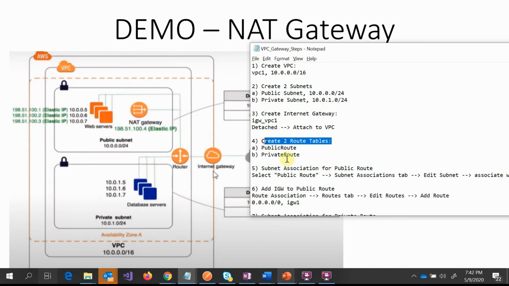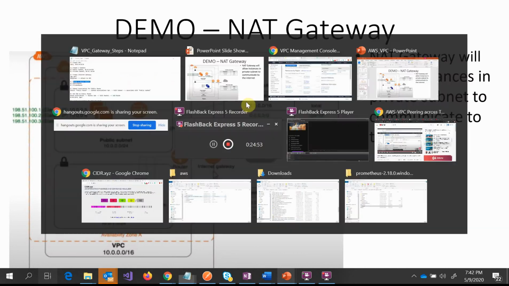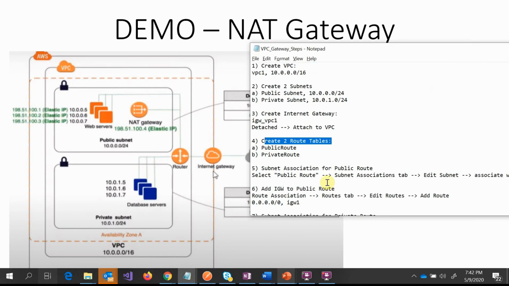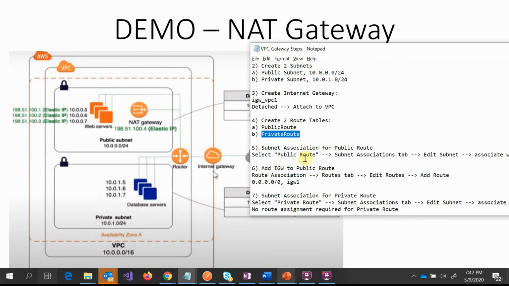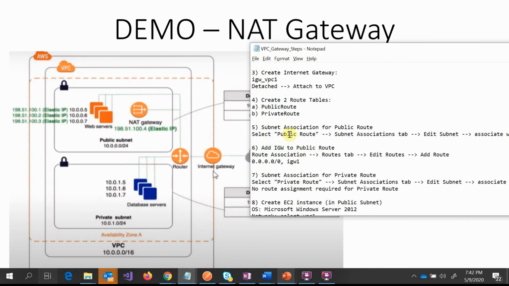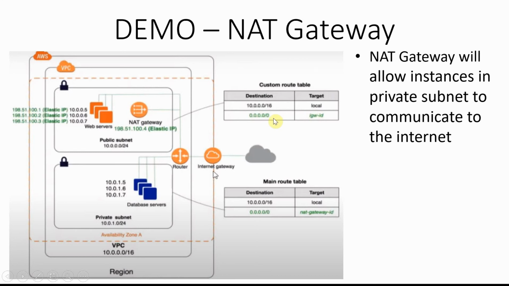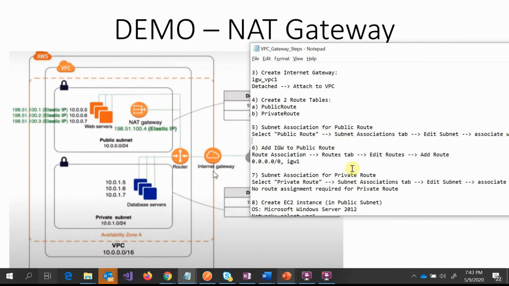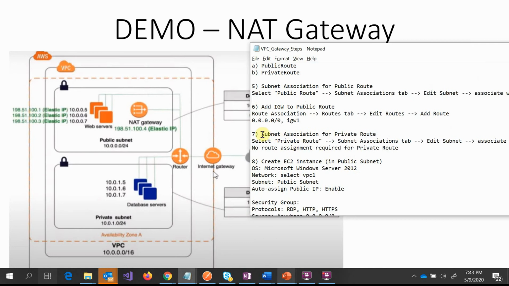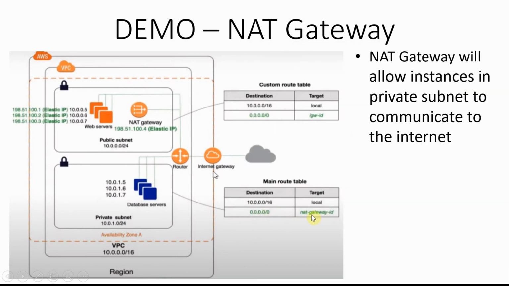Then I will create two route tables, where you define this configuration: one public route table and one private route table. That's where you make the link. In the route you associate the internet gateway, so that the public subnet and the internet gateway are connected by making an entry in this route. Similarly, the same thing for the private subnet: you go here and make an entry in the private route.